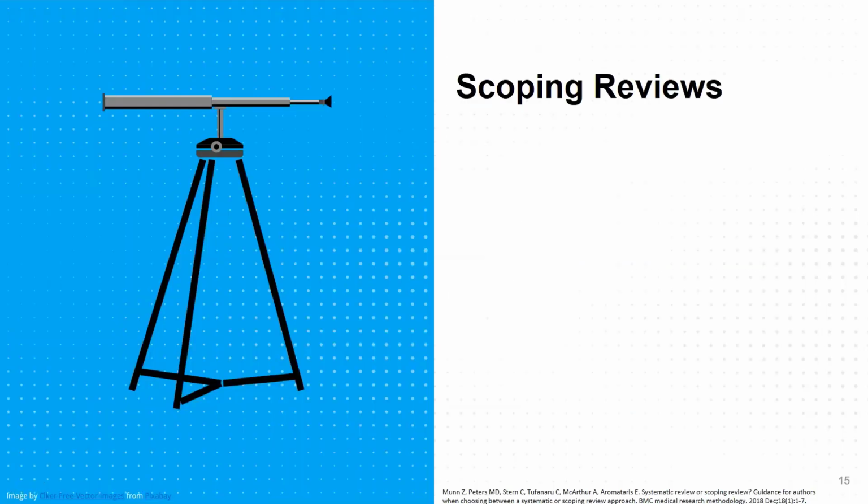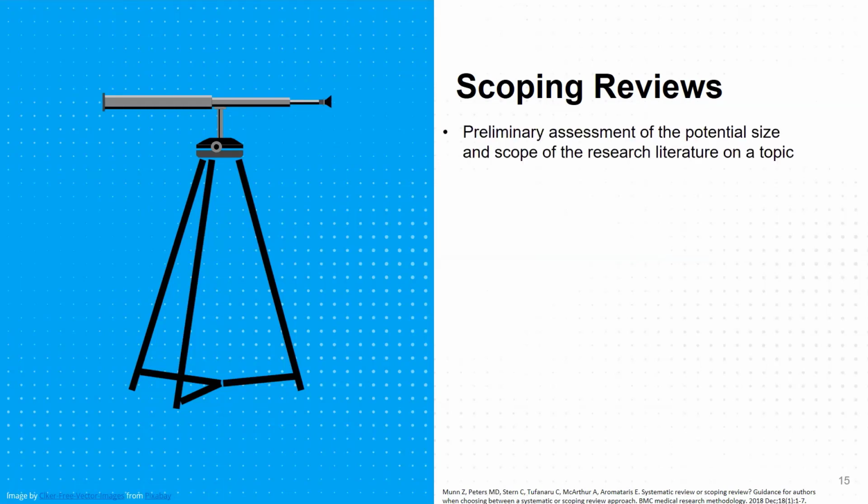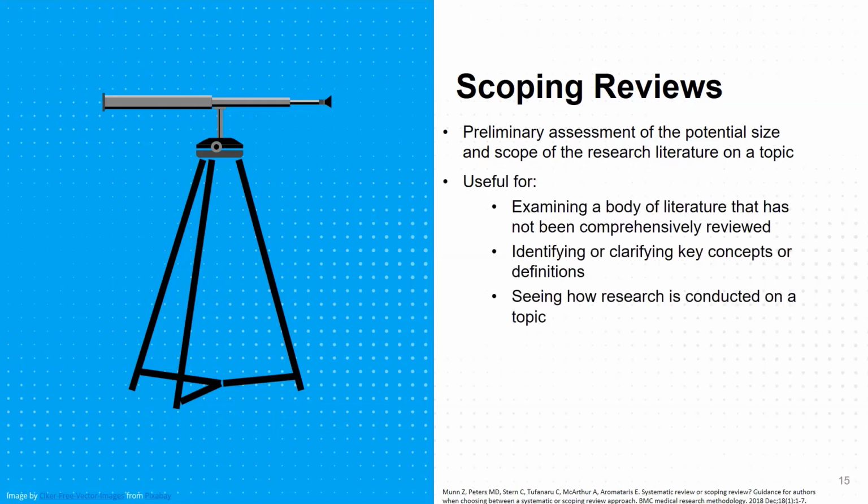Okay, so now we are going to move on to scoping reviews, which follow a lot of the systematic review methodology in certain ways, but are not systematic reviews because they have different aims. So scoping reviews are a preliminary assessment of the potential size and scope of the research literature on a topic. So you can already see this is a lot broader than a systematic review is. It's not trying to answer a question. It is trying to see what is out there on a topic.